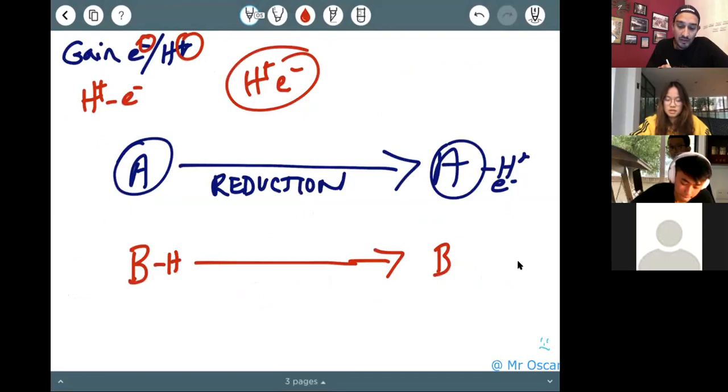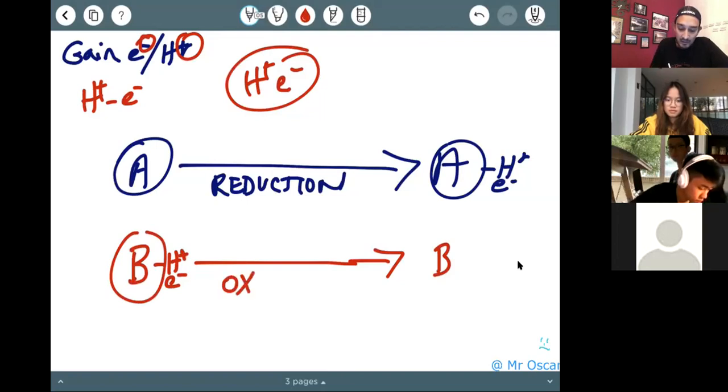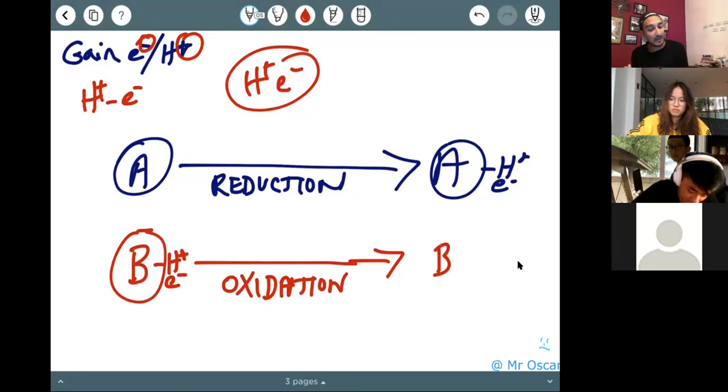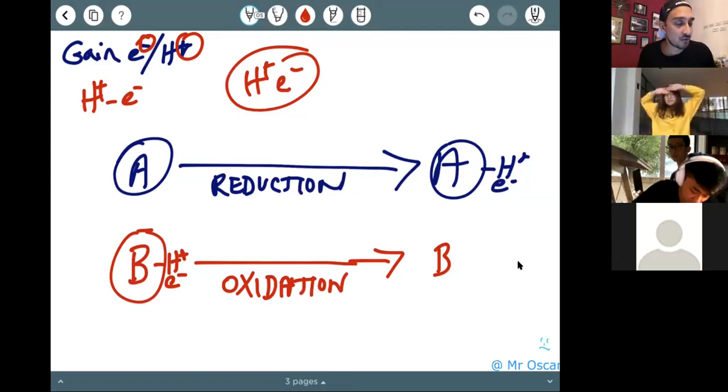So the hydrogen atom and electron just come as a combo deal. If this compound B is losing an electron, then it is being oxidized. How is losing an electron the same as losing a hydrogen? Don't worry about it. You can ask Mr. Oscar if you'd like, but for bio, if you start to think too much about that, you're going to miss the important part.